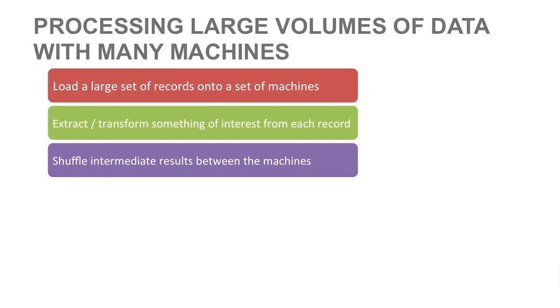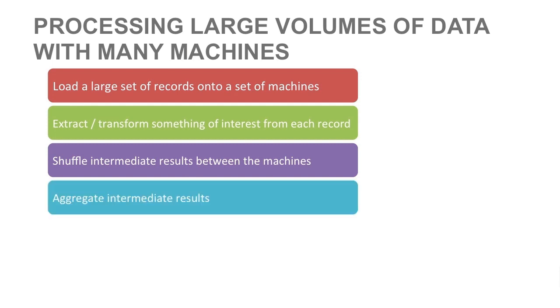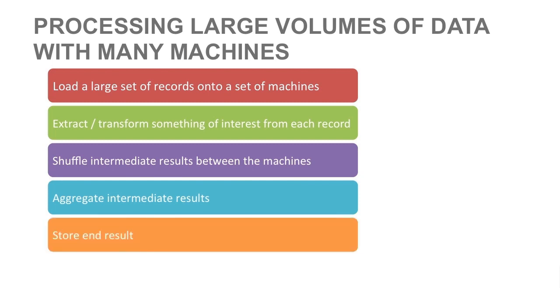But you can imagine that if we need to arrange the data, we would need to move the data to go from one machine to the other. Usually, we would like to have the data with the same primary key all processed on one machine. So this is called shuffle. We are going to shuffle these intermediate results between the machines. The next step in our processing is going to be to aggregate these intermediate results. We will aggregate them and then eventually we will store the end result.